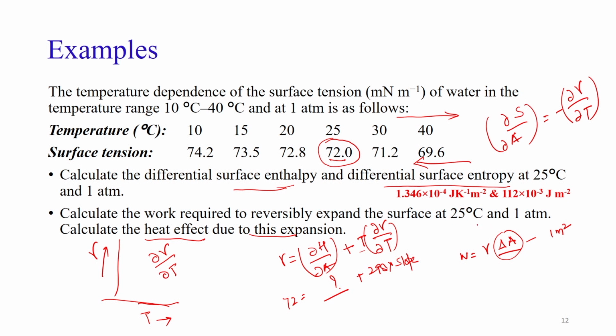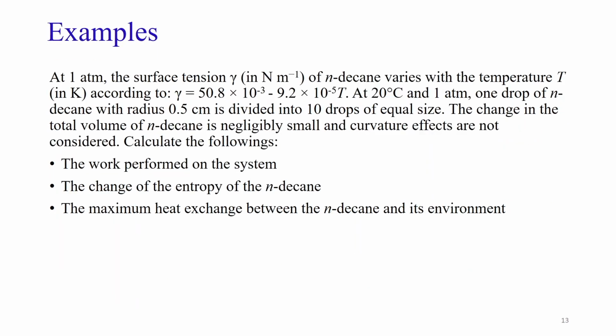So, at 25 degrees centigrade the value of gamma is 72. So, we are going to get the same value of the work done. So, I will write here W equals gamma into delta A, and delta A you are considering as 1 meter square. So, these are the two exercises.